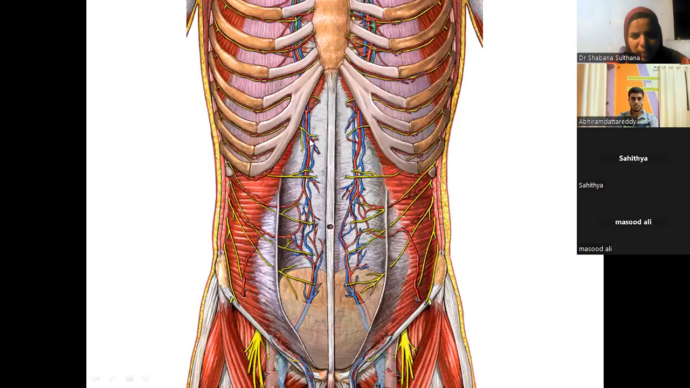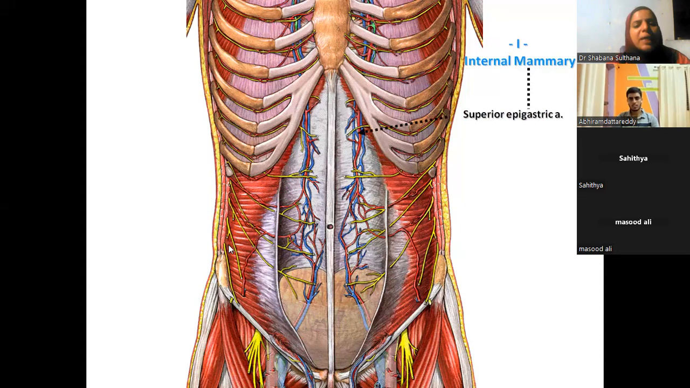Masood, tell me what is the name of this artery? Just now I told you. Superior epigastric artery, no? Very good. Superior epigastric artery, and inferiorly, what is the name of the artery? Inferior epigastric artery. What are these nerves? Lower six. T7 to T12, intercostal nerves.